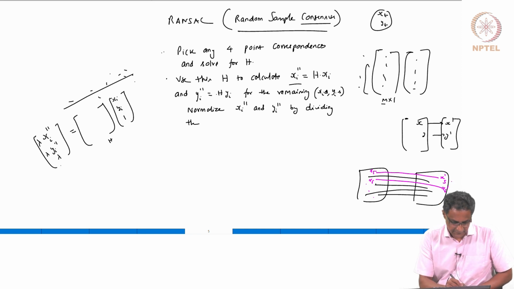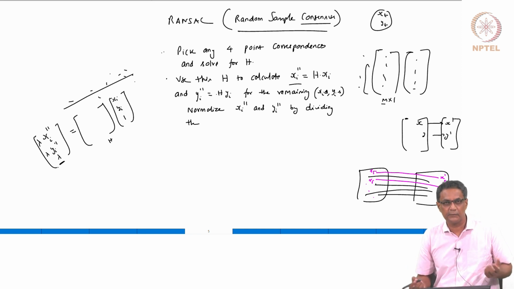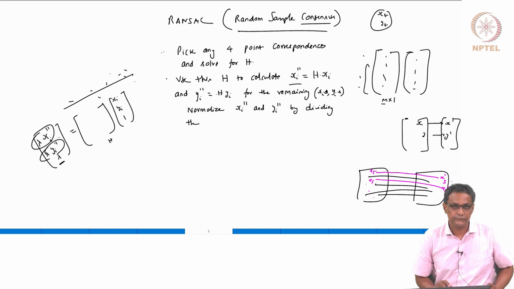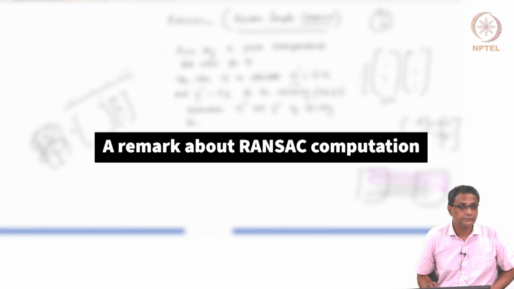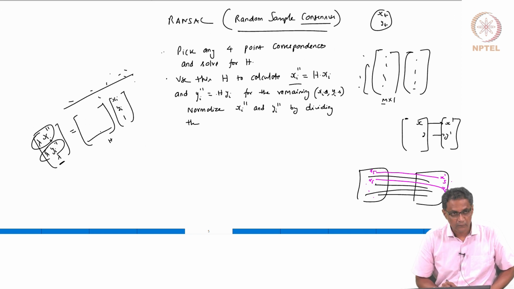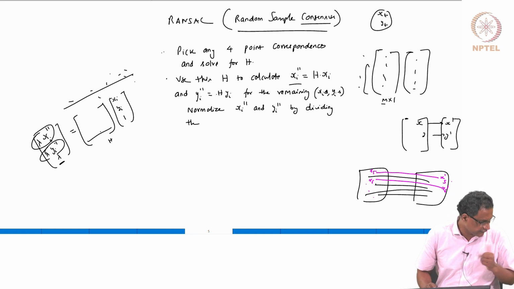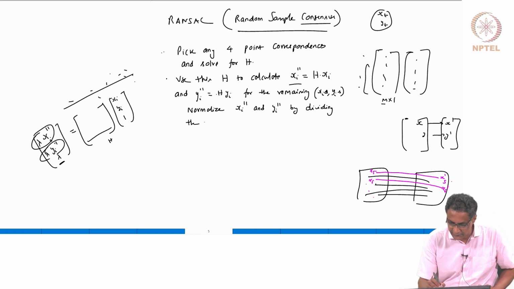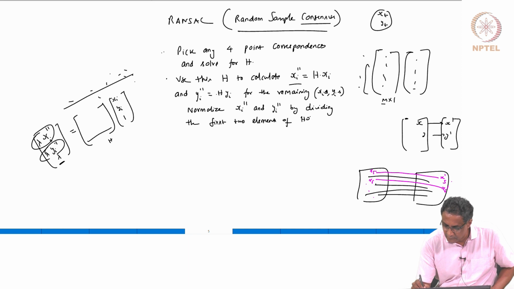And once you apply it, this lambda may be 1, it may not be 1. So, we will anyway scale these two by lambda, so that we get the actual image coordinates. By dividing by the third row, whatever it yields, because we do not know exactly. If it is 1, then of course you do not have to do anything. So, divide the first two elements of h xi by its third element.